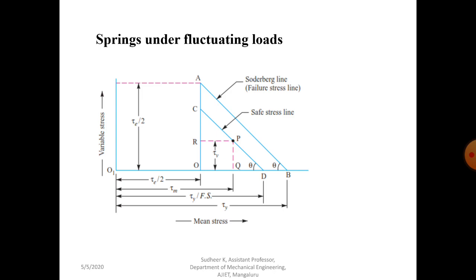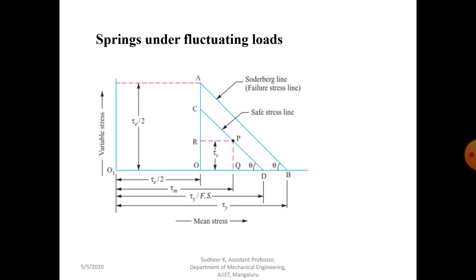So mean stress can be calculated. We already derived the expression; in the same expression, wherever we have shear stress tau, we have to replace it by tau m. Tau m is the mean torsional stress, which is Ks into 8 Fm D divided by pi d cube. So we have to replace F as Fm.